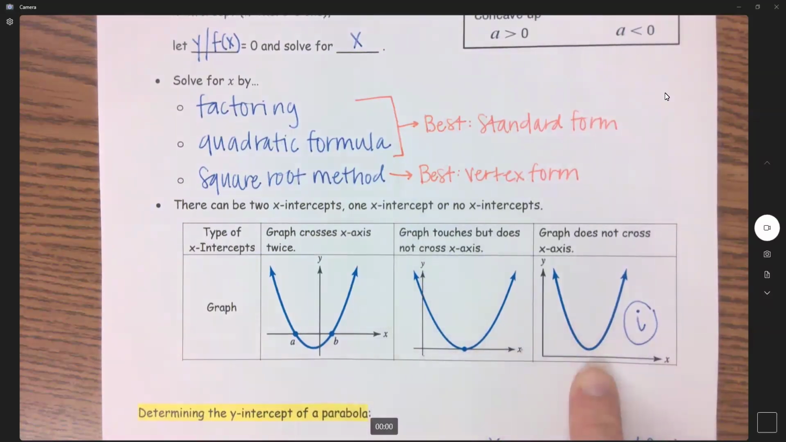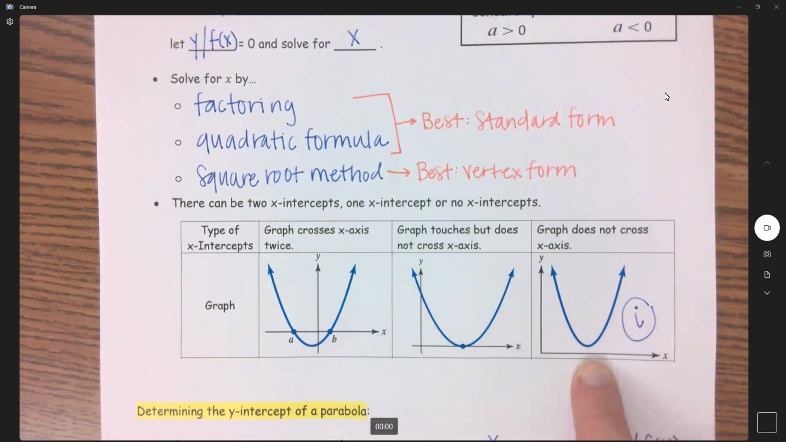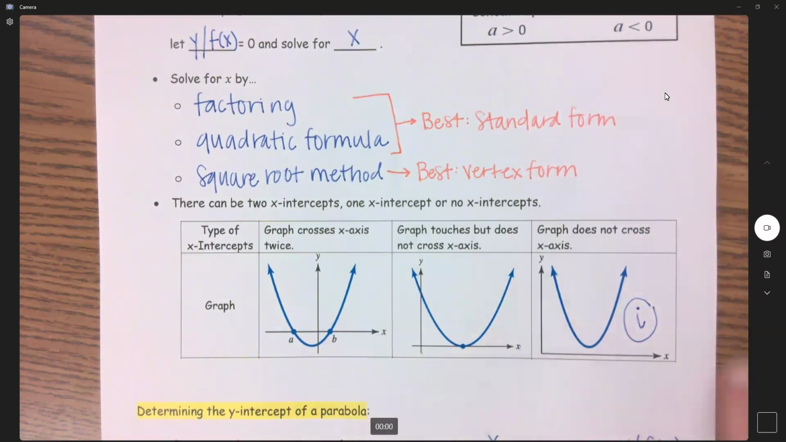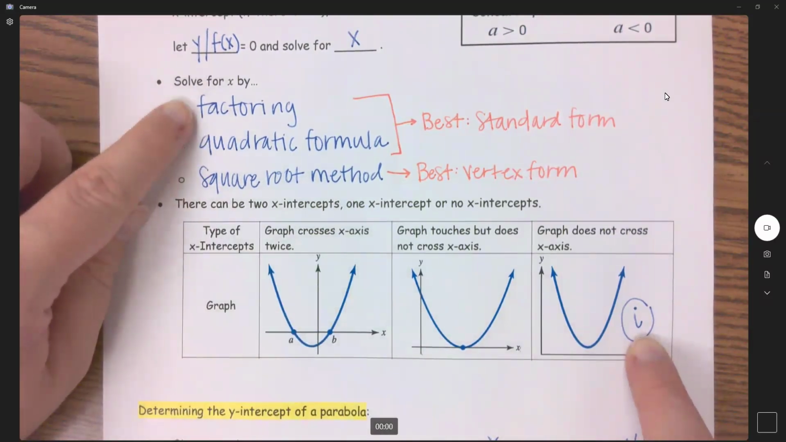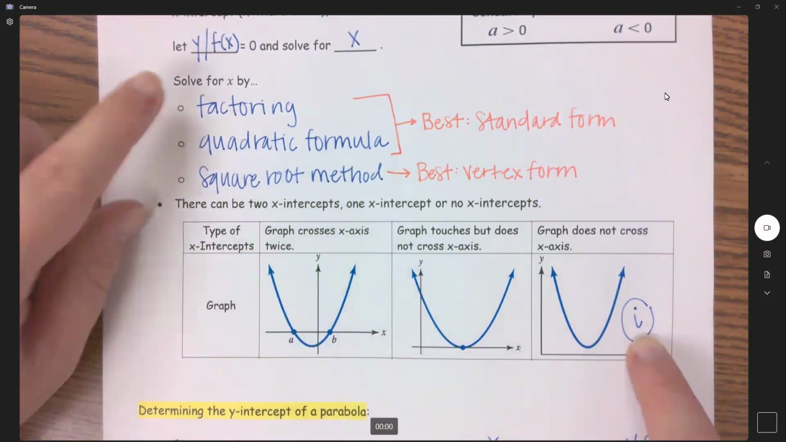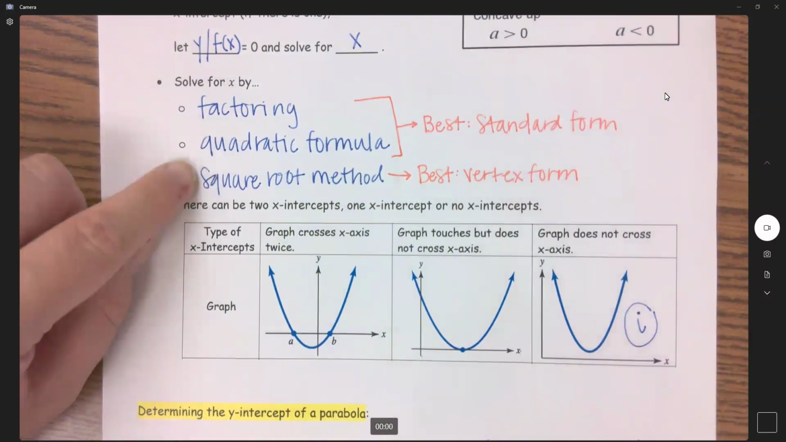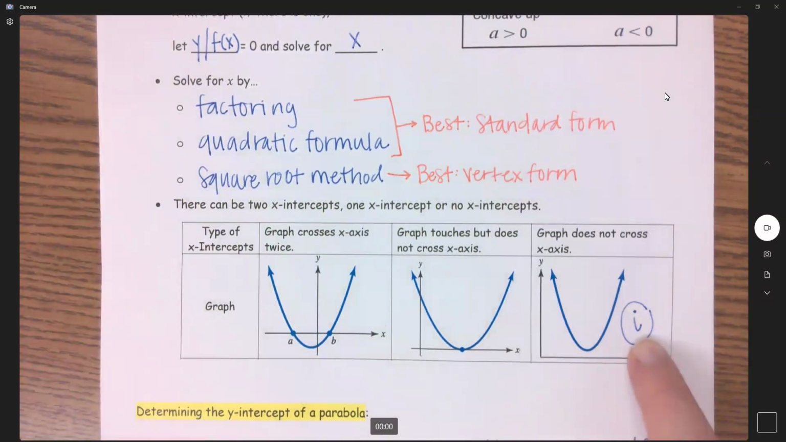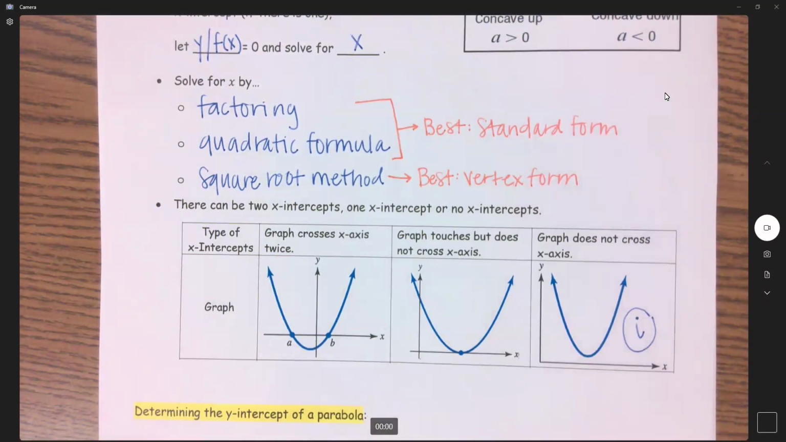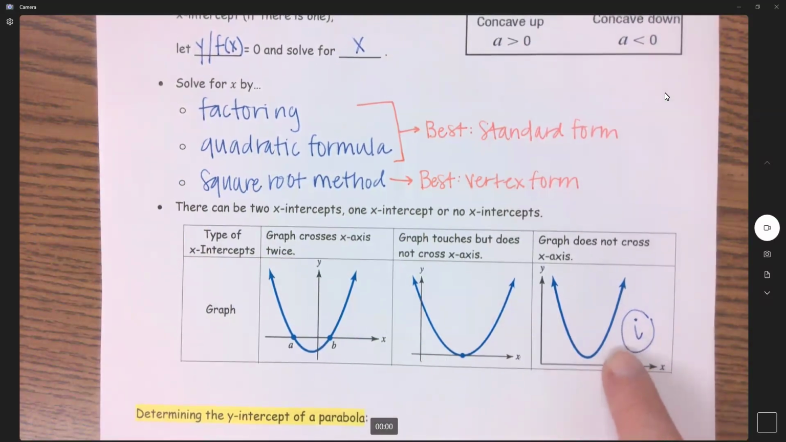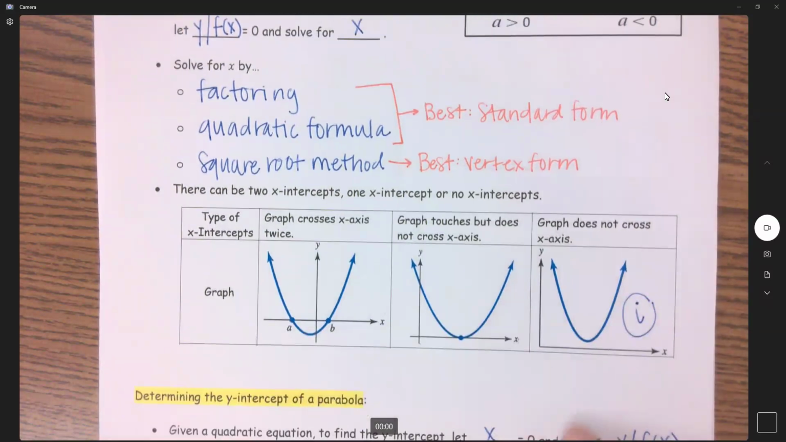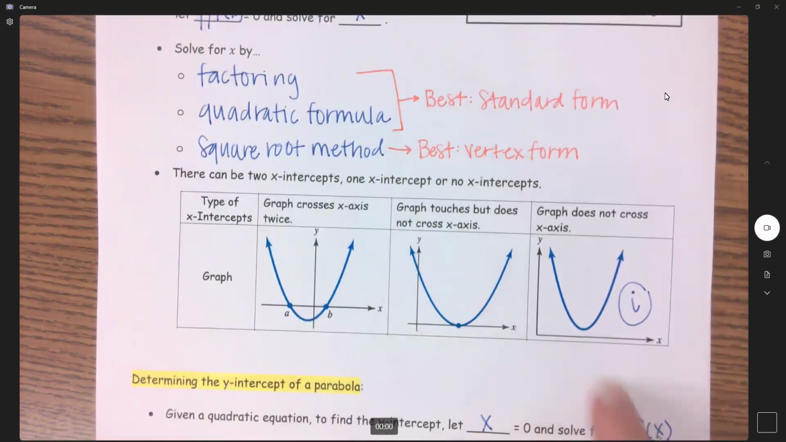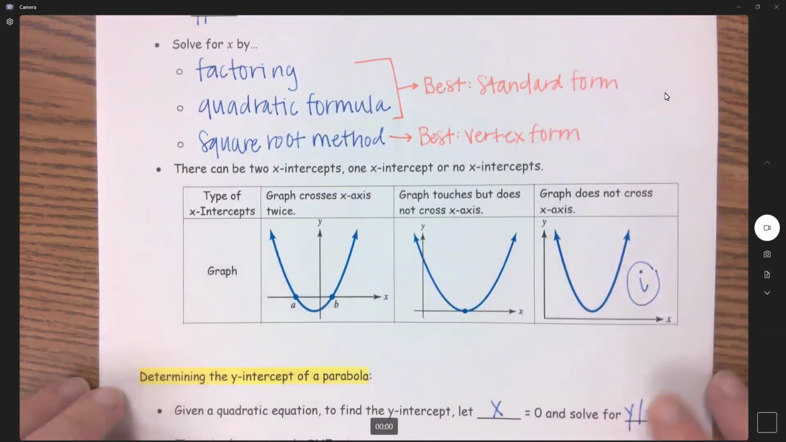Now, we talked about this too. When a graph does not cross the x-axis, that's when we got those imaginary answers. So if you are using, well, you can't get an imaginary answer using factoring, but if you're using quadratic formula and square root property and you get a negative under a radical, which means you get an imaginary number, then that means the graph does not have an x-intercept because it's either all above it, like this one here, or it's concave down and even that vertex is below that x-axis. So it's just not touching, it doesn't have an x-intercept.